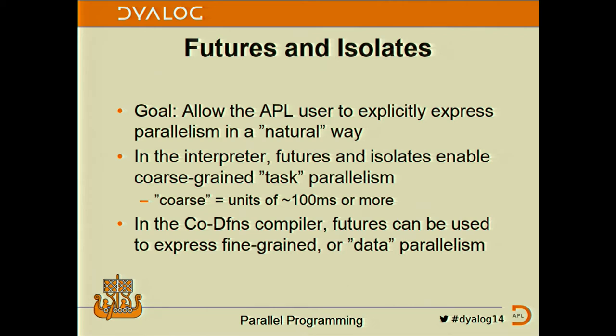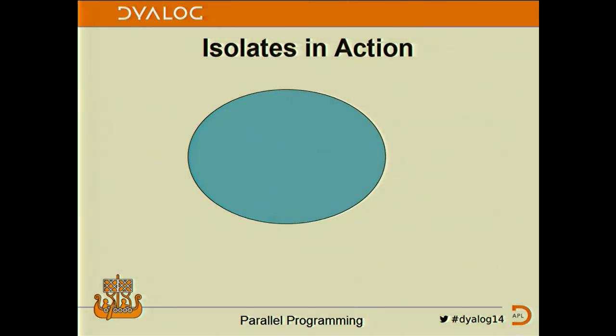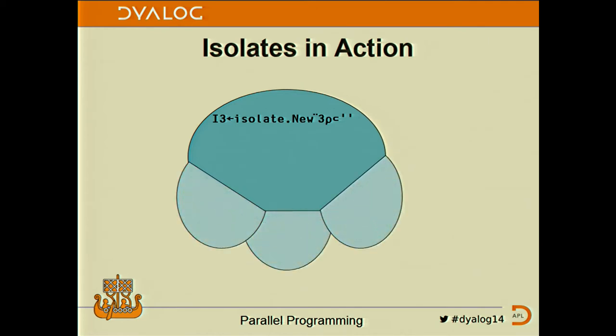Once you get into the compilers, they're going to be able to parallelize much smaller units of work, and that's what Aaron in particular is trying to do. So here's a picture. You've probably all, or many of you, have seen this by now. This is an APL workspace. And what we provide in version 14 is a function called isolate.new, which is in a workspace called isolate. And this expression here, isolate.new each, three empty arrays, asks the interpreter to create three isolates, which you can think of as extensions to your workspace. So your workspace just grew some little buds.